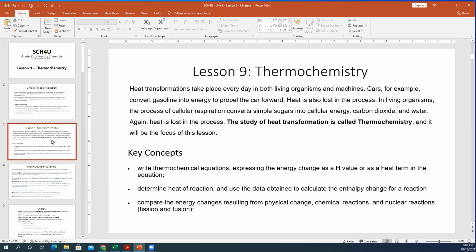And in living organisms, it is cellular respiration that converts simple sugars, which is our chemical energy, into cellular energy, heat, carbon dioxide, and water. And heat is lost in the process. So the study of this heat transformation is called thermochemistry, and it is the focus of our lesson today.